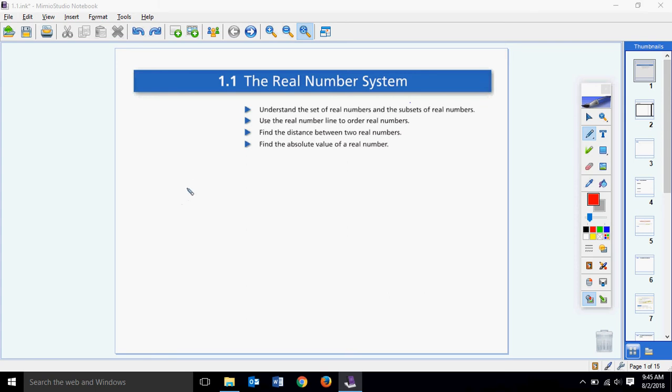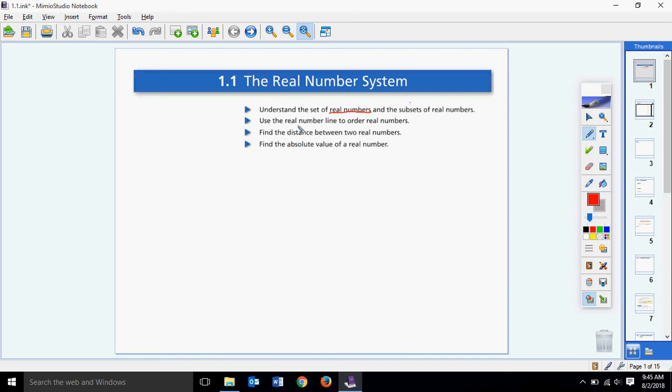Welcome to 1.1, the real number system. We have 4 objectives for this section. We're going to be understanding the set of real numbers and the subsets of those real numbers. We're going to use the real number line to order real numbers. We're going to find the distance between two real numbers, and lastly, find the absolute value of a real number.